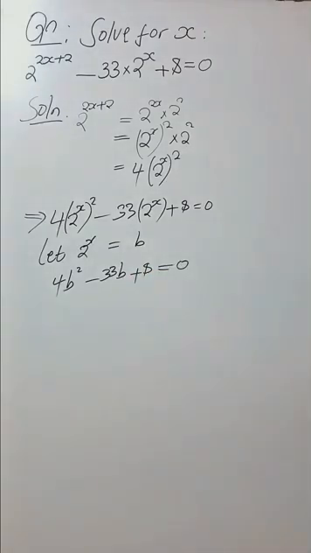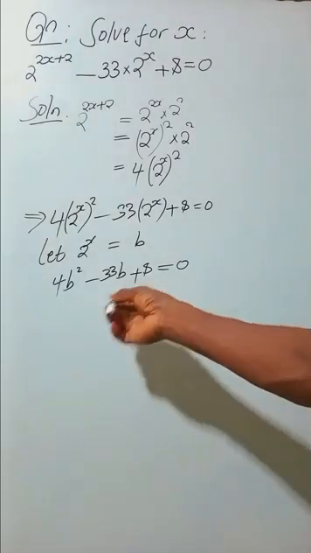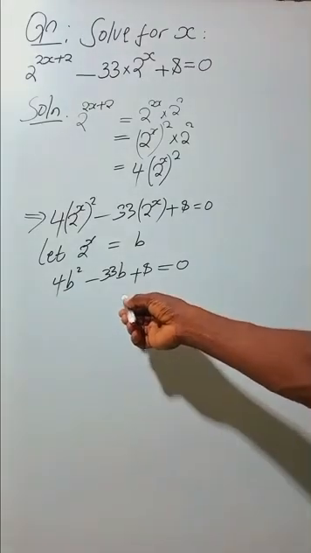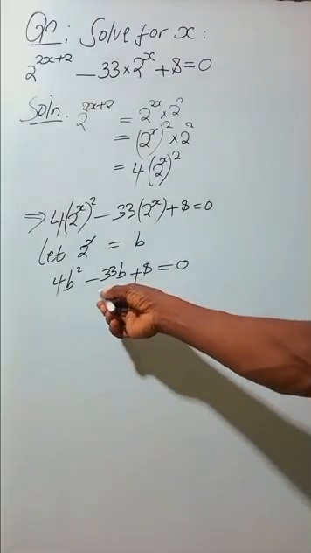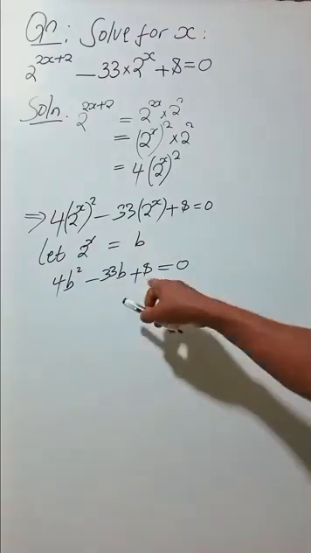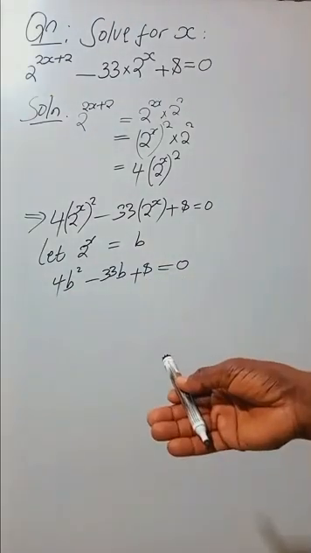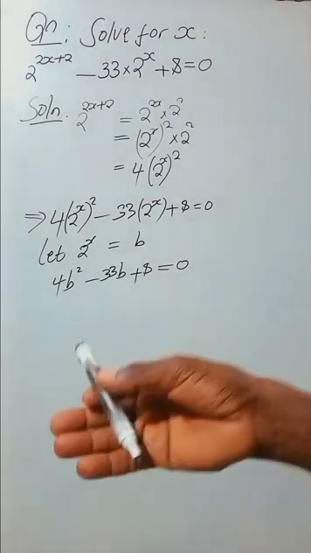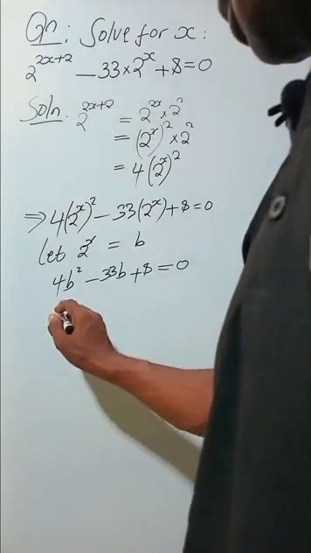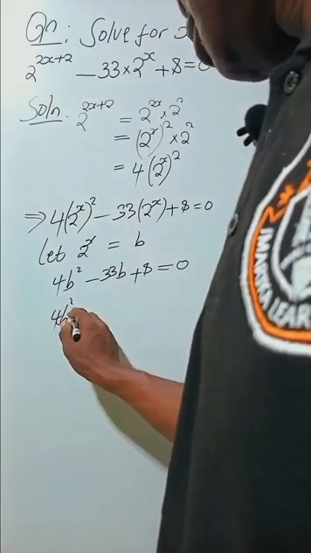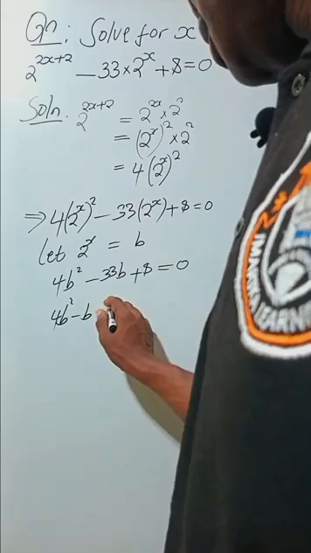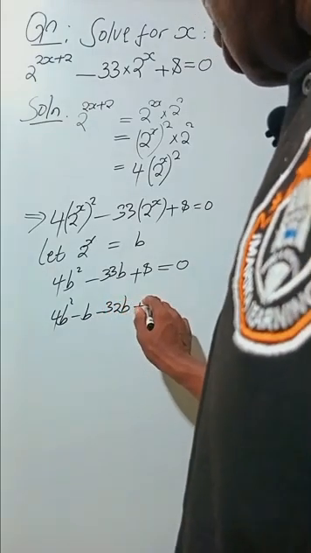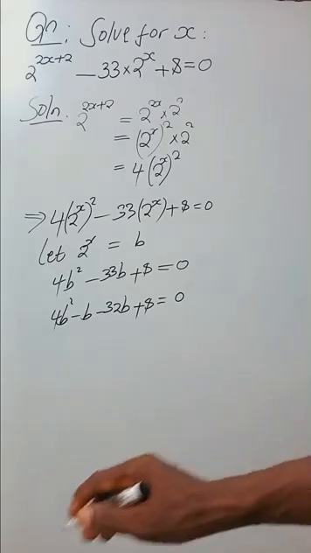We have 2 ways of solving this. We can either use the quadratic general formula, or we can factorize the middle term. So we can split the middle term. To be able to split the middle term, we have to look for 2 numbers whose sum is negative 33, and the product will be equal to 4 times 8, which is 32. So product 32, sum 33. Definitely that is 1 and 32, but they should both be negative. So here I will have 4b squared, then minus b minus 32b, then plus 8 equals 0.